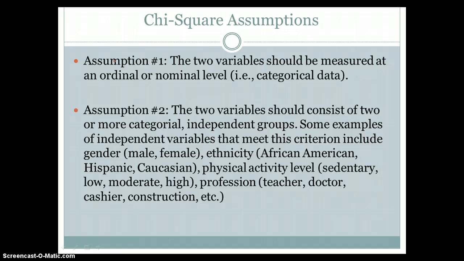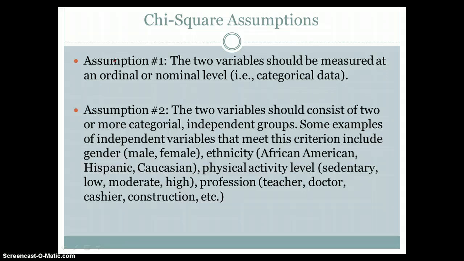When we choose to analyze our data using a chi-square test for independence, we have to make sure that the data we want to analyze passes these two assumptions. We need to do this because it is only appropriate to use the chi-square test for independence if our data passes these two assumptions. If it doesn't, we can't use the chi-square test for independence.